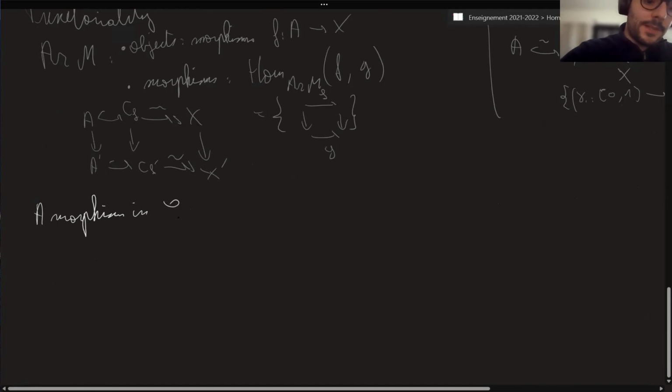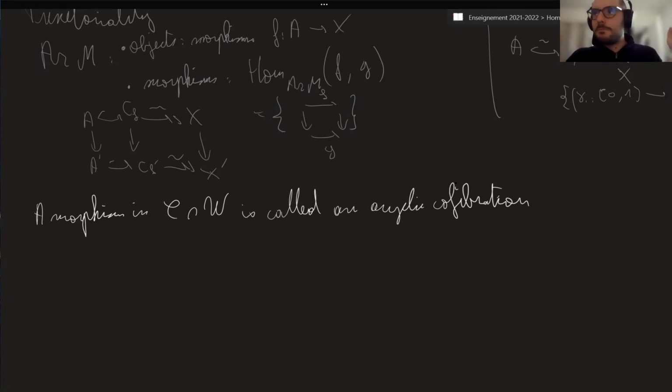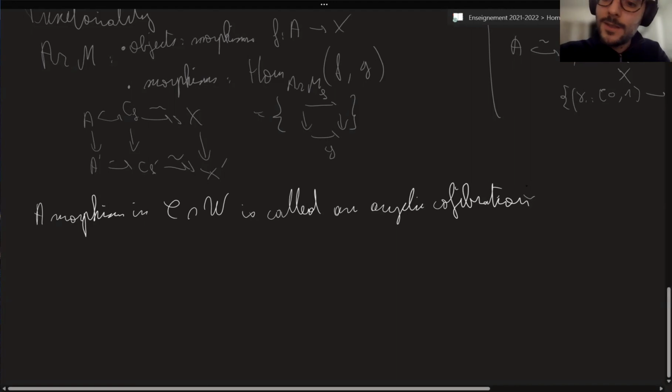A morphism in C ∩ W, so something which is at the same time a cofibration and a weak equivalence, is called an acyclic cofibration. This is just a name. The intuition comes from topology or chain complexes, but it's just a name. An acyclic cofibration is something which is at the same time a cofibration and a weak equivalence. So something which I can draw like that.